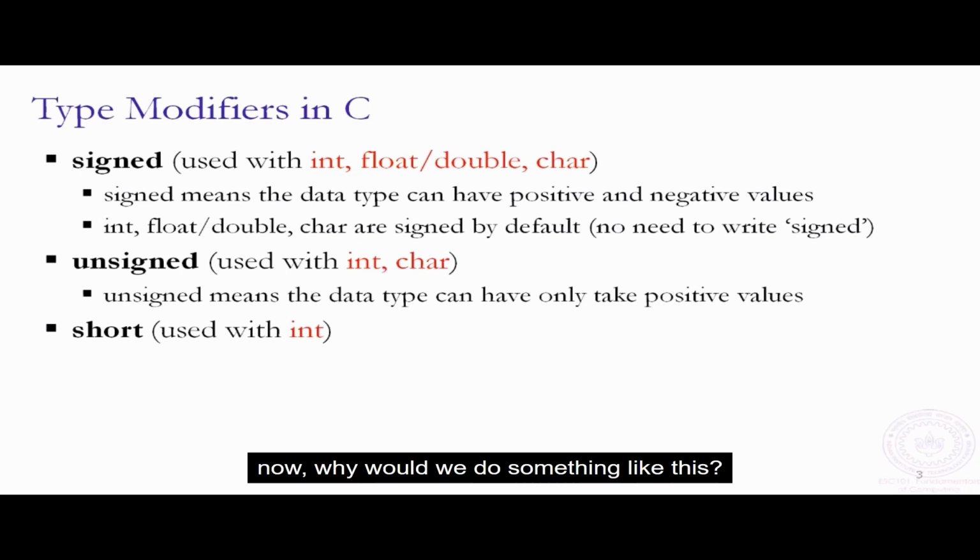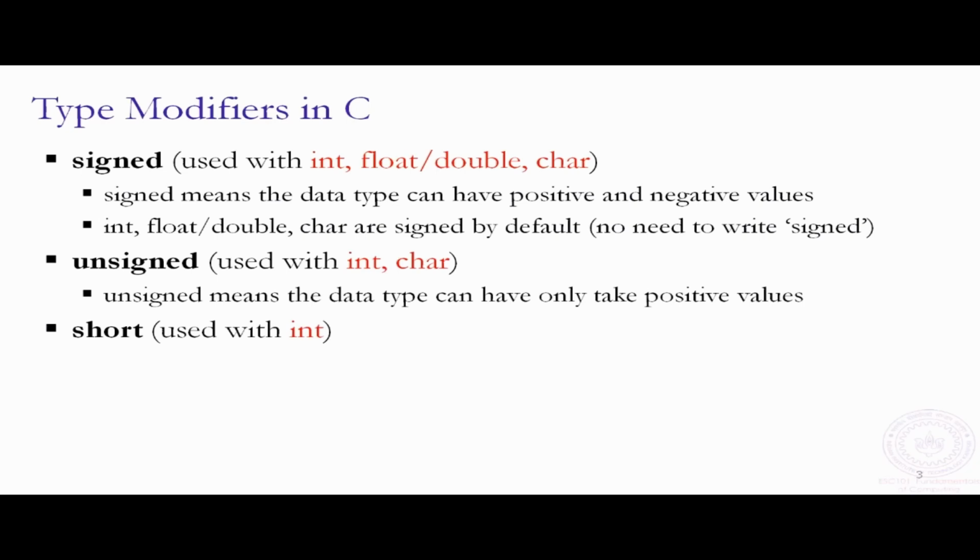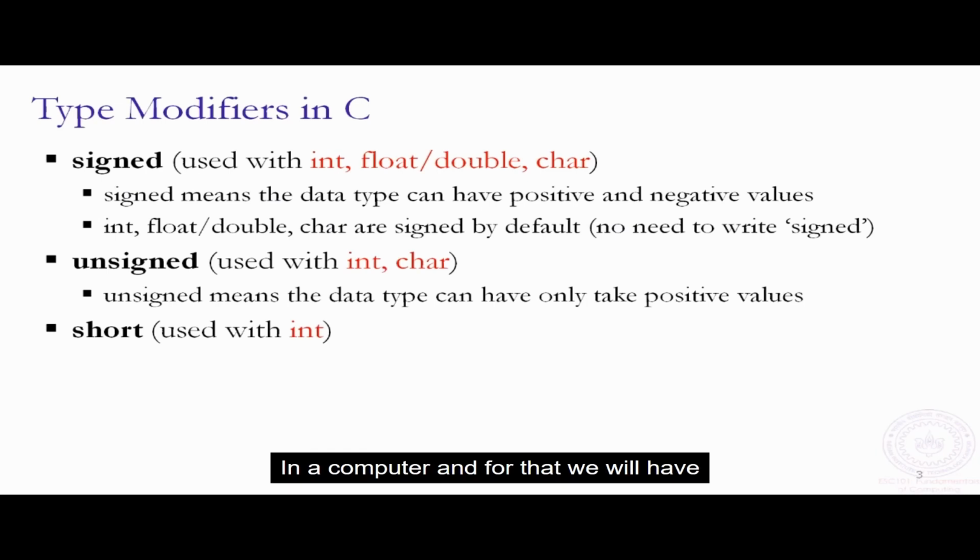Now, why would we do something like this? We will understand this better when we understand how numbers are stored in a computer. And for that, we will have to look at how binary representation works. And we'll look at that in some lectures further down the road. But for now, let's just talk about the other two modifiers that are possible to use.